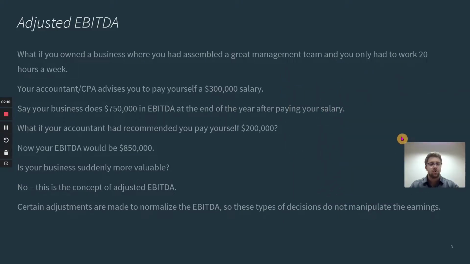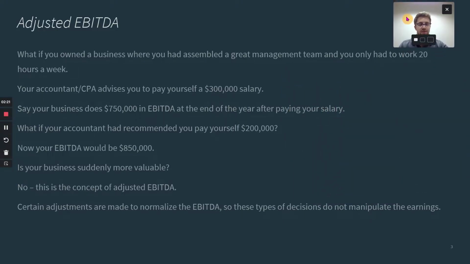Say that you chose to use EBITDA to value a business, or say that you owned a business and you had assembled a really good management team that allowed you to only work 20 hours a week. This is the goal for most business owners, right? You only have to come in 20 hours a week, and you own this great company. But your CPA told you that it's probably a good idea to pay yourself a salary of $300,000 a year.